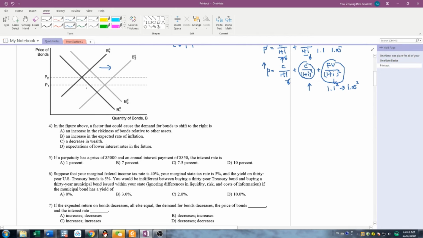what factor is going to shift the demand curve to the right? So we know the demand of bond is determined by 5 factors. The first one is people's wealth. Second one is inflation rate. Third one is future interest rate. The fourth one is relative return and relative risk.